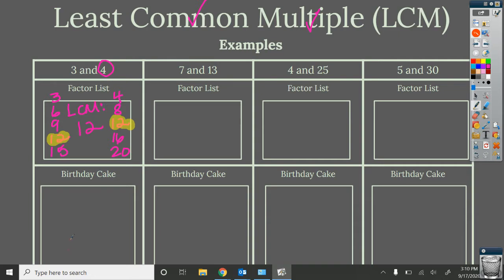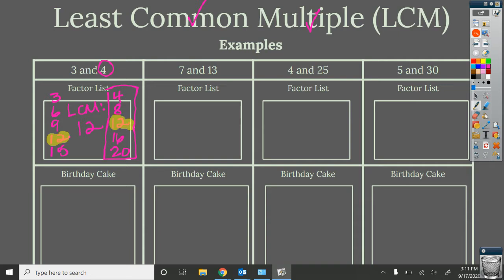Okay? Now, the other thing I could have done is just have listed the multiples of 4, my larger number, and at each level or stage, this is stage 1, 4 times 1, this is stage 2, 4 times 2, this is stage 3, 4 times 3.